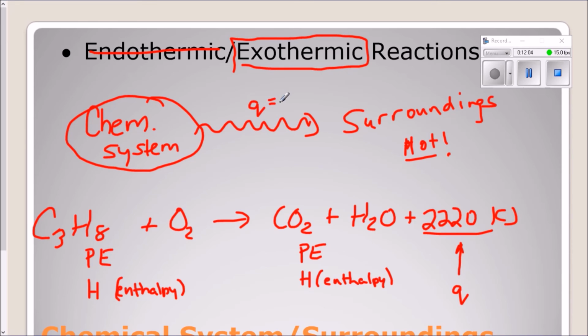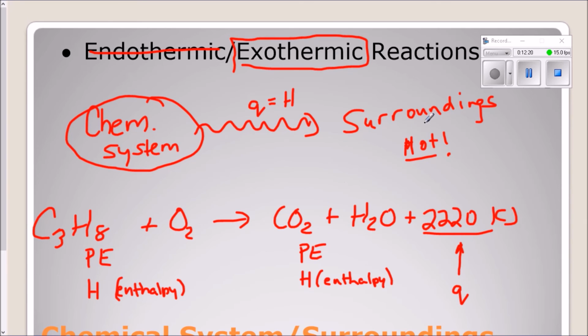Let me say that again because you're probably confused by that. That's okay, we'll cover it a couple times. The amount of heat released to the surroundings is actually equal to the difference in potential energy in our system. So if we can measure that, we know what's going on inside the chemical system.